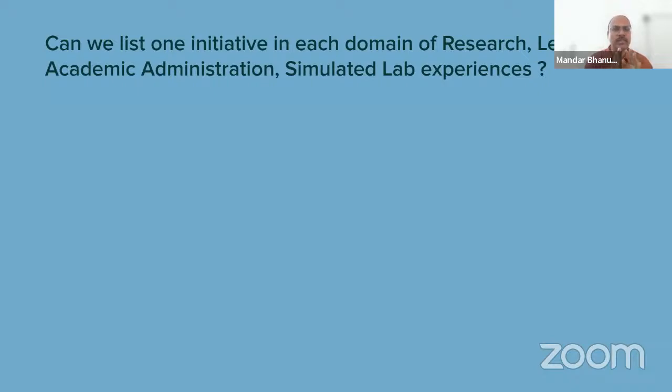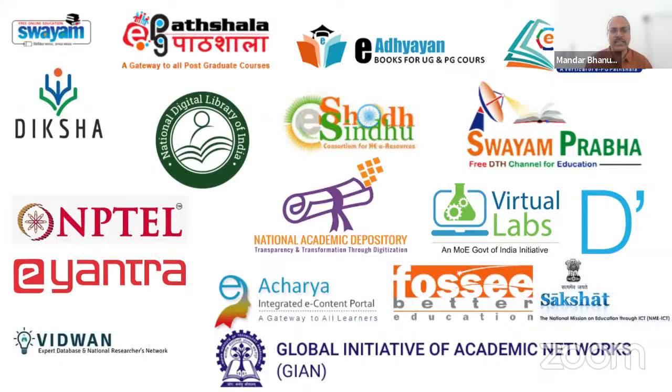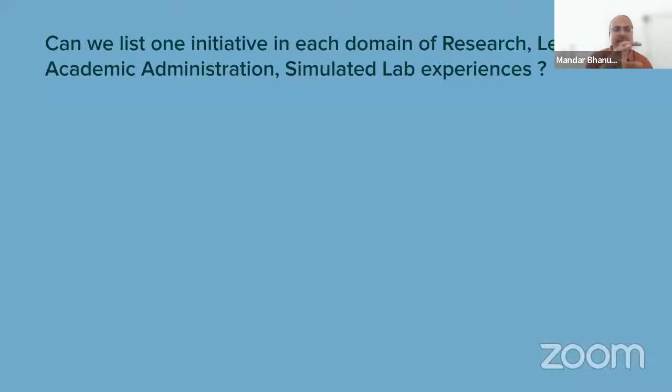So, can you list down one initiative in each domain of, say, research, teaching, learning, evaluation, academic administration, some kind of simulated lab experiences? One initiative which you are currently using. Okay, not what we have seen in the previous case. In the previous case, these are some of the initiatives which you can see on the screen. Of these, in which area are you using? Your university, your college is using it for the academic administration, for example, taking the attendance of the learners. Which kind of ICT initiative are you using in your particular college, in your university? In which of these domains, in the area of research, teaching learning evaluation, academic administration, or simulated lab experiences for your students? Specifically I'm asking about your institution or your college or you as a teacher.